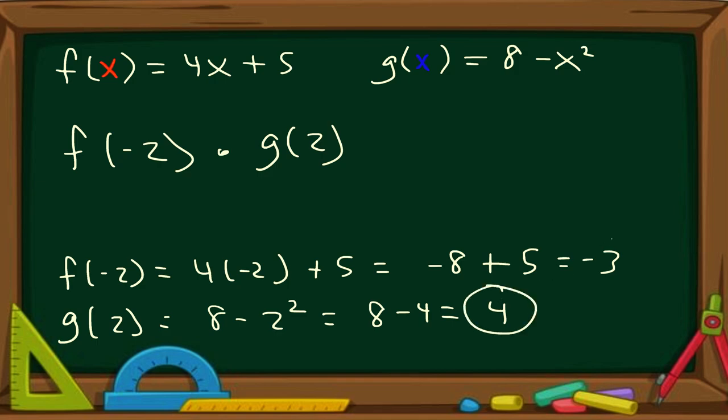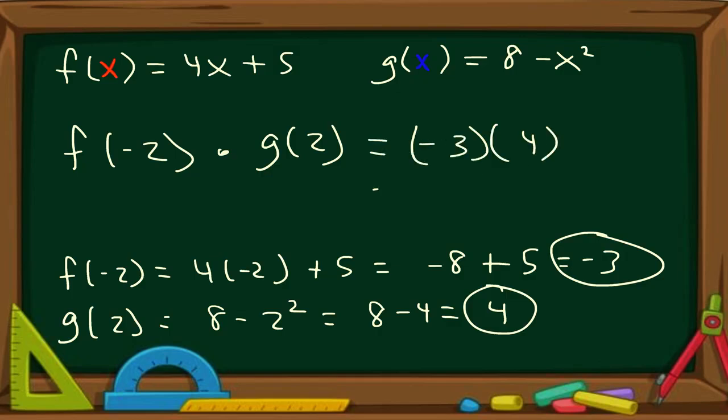So now that we have these two values, let's replace f of negative 2, which is negative 3, and let's replace g of 2 with 4. So negative 3 times 4 is negative 12. So that's the value of f of negative 2 times g of 2. So all you got to do is simply find the values and then multiply them.